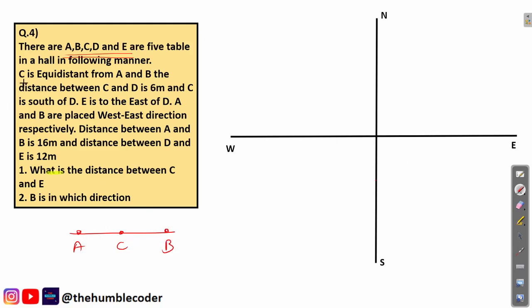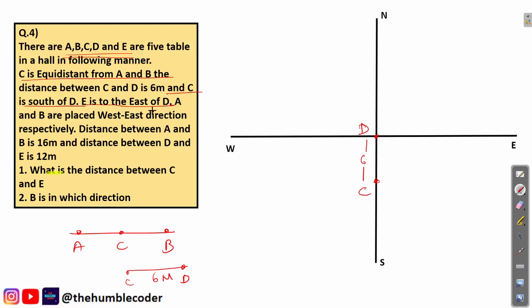The distance between C and D is 6 meters, again given to us, but again the direction is not given. And C is to the south of D. So the first direction we have got is C is to the south of D, which means that we will create this as follows. Suppose D is here, then C will be here, because C is 6 meters to the south of D. Next, E is to the east of D.